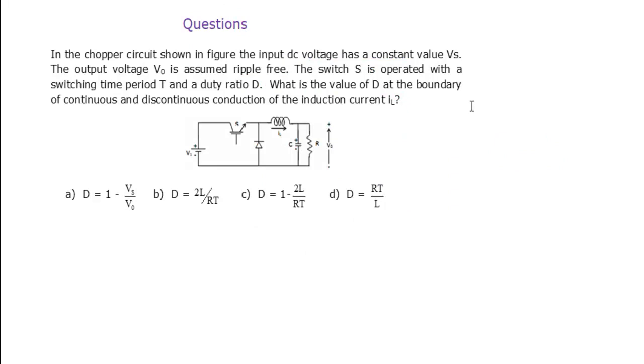In the circuit shown in figure, the input DC voltage has constant value Vs. Output voltage V0 is assumed ripple free. The switch S is operated with a switching time period T and a duty ratio D. What is the value of D at the boundary of continuous and discontinuous conduction of inductor current IL?